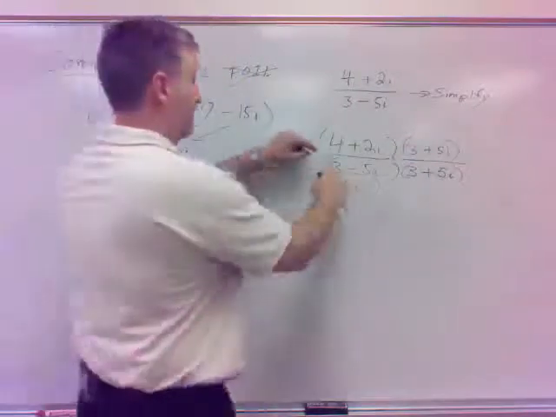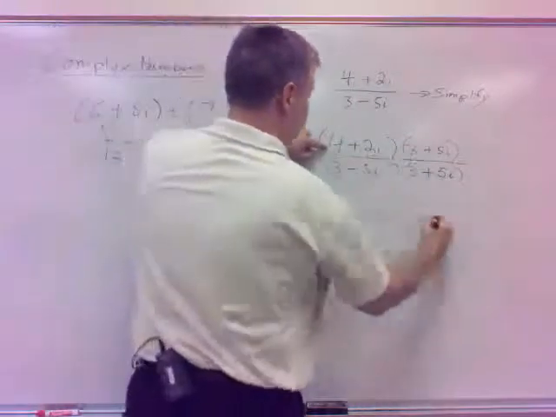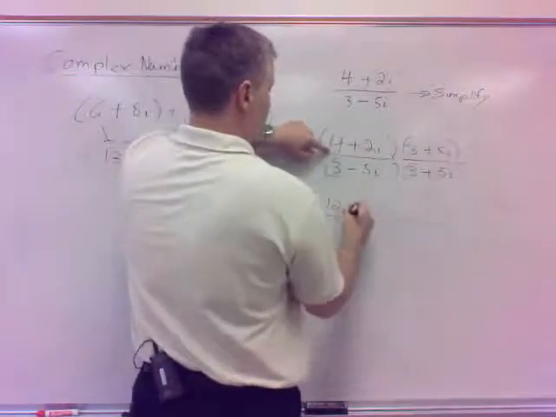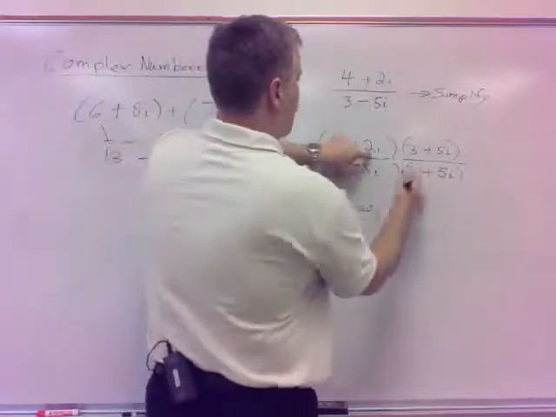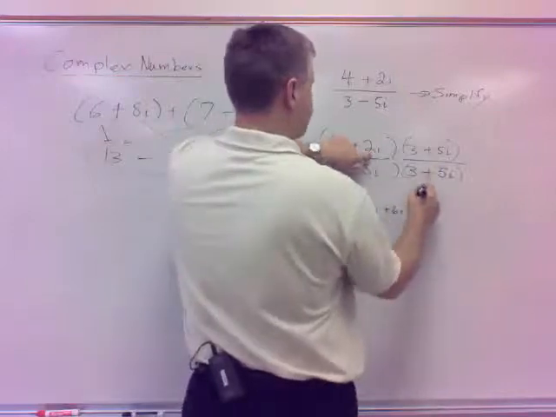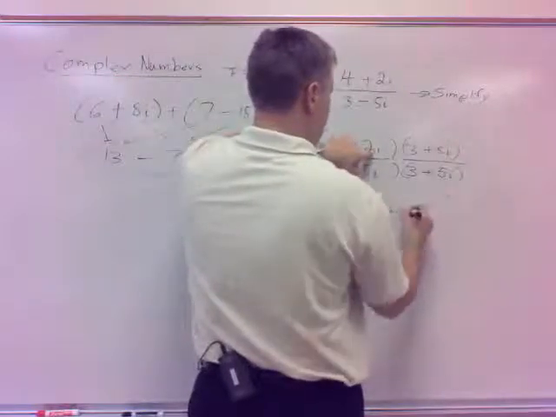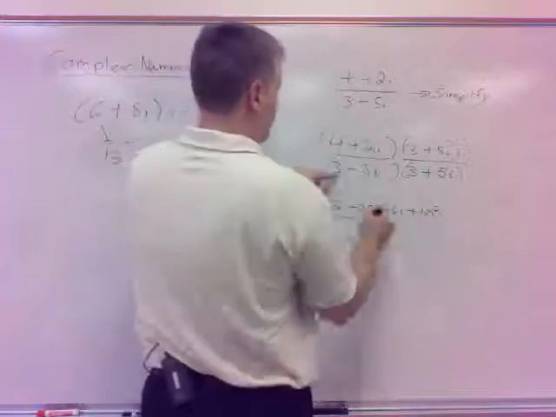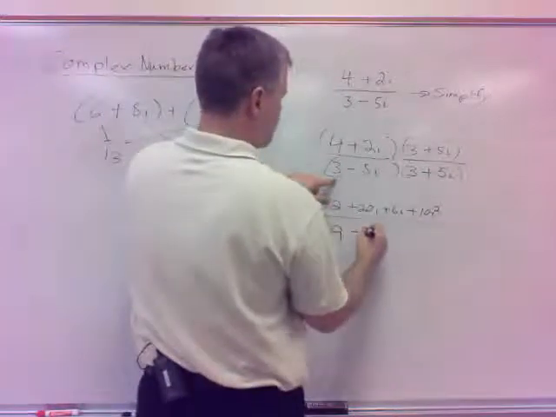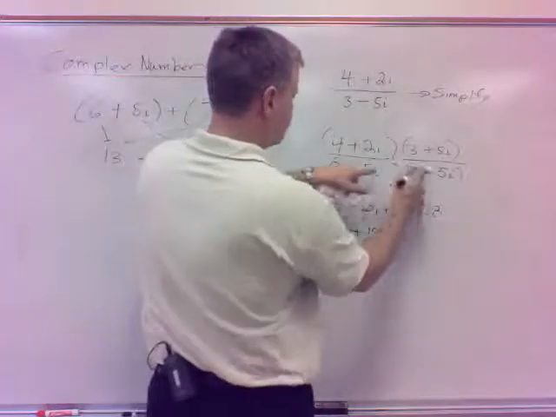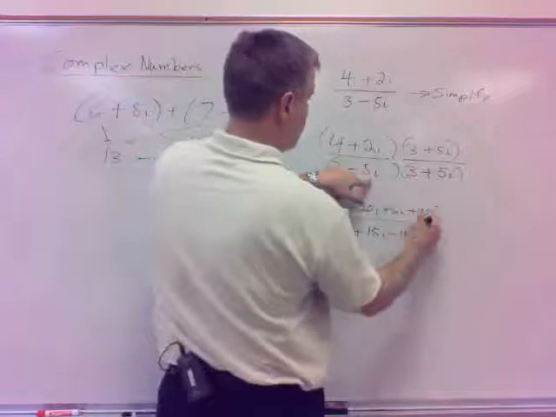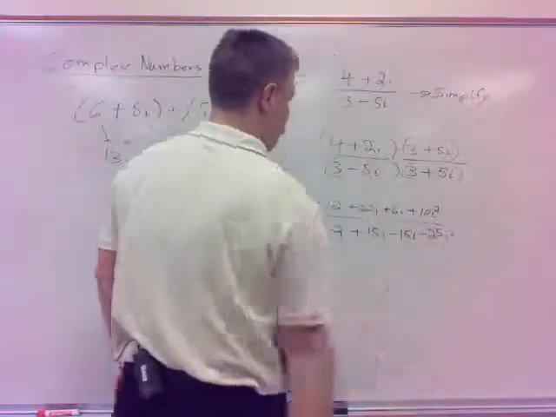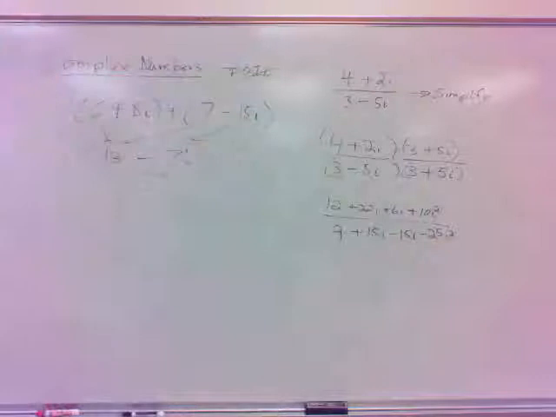See what we get. Well, 4 times, we got a couple foils. That'd be 4 times 3 is 12. 4 times 5i is 20i. 2i times 3 is 6i. And then 2i times 5i is 10i squared. Then on the bottom I've got 9 plus 15i, and I've got minus 15i minus 25i squared.